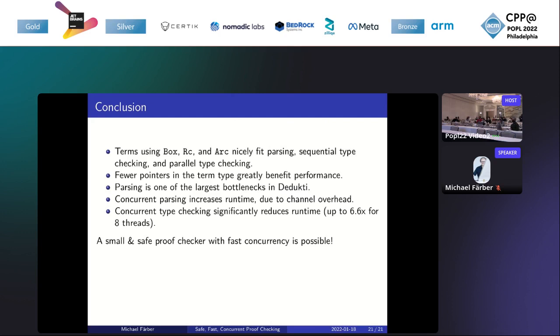Luckily, concurrent type checking significantly reduces runtime, in particular up to 6.6 times when using 8 threads on the Isabelle/HOL dataset. In conclusion, my work shows that it is possible to create a small and safe proof checker with fast concurrency.